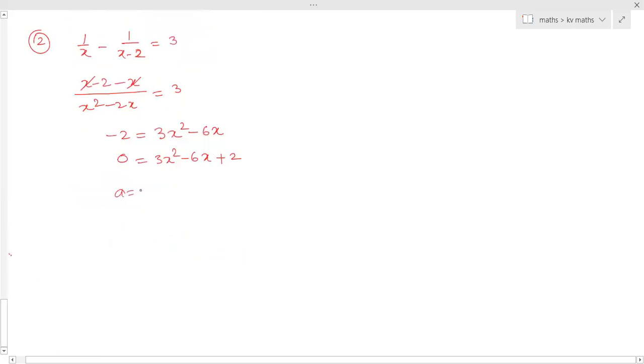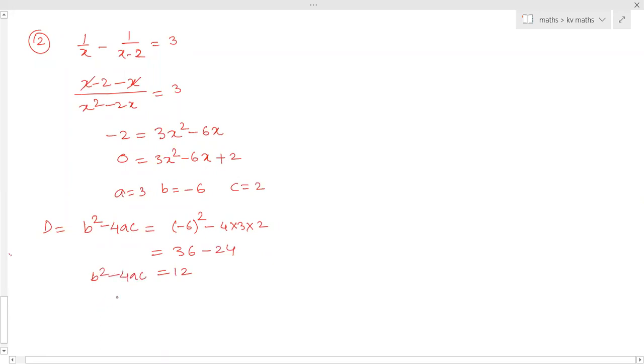So a is 3, b is equal to minus 6, c is equal to 2. First find the value of b square minus 4ac separately. This term is called the discriminant D. So this is equal to minus 6 square minus 4 into 3 into 2, that is 36 minus 4 threes are 12, 2 twelves are 24. So b square minus 4ac is equal to 12.